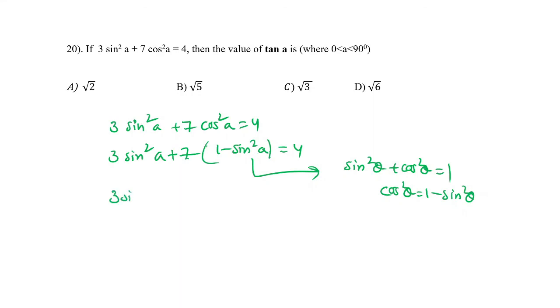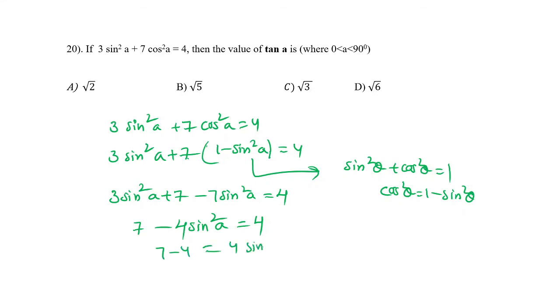So 3 sin square A plus 7 minus 7 sin square A equal to 4. So finally 7 minus 4 sin square A, sorry, not 3 here, 4. 4 sin square A equal to 4. So 7 minus 4 is equal to 4 sin square A.